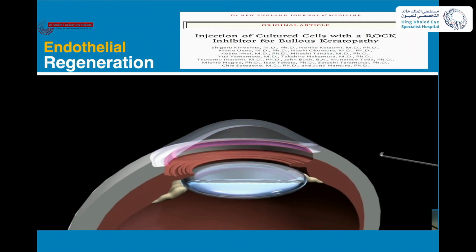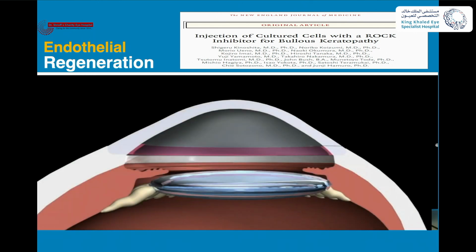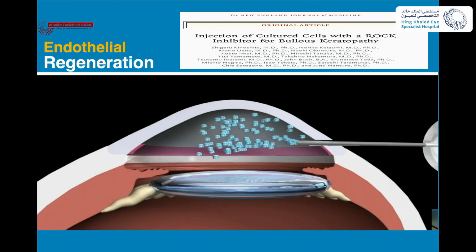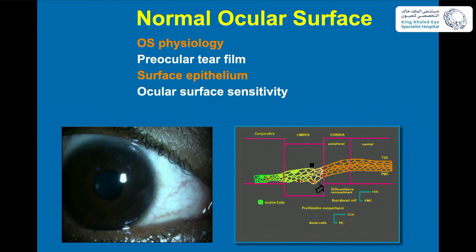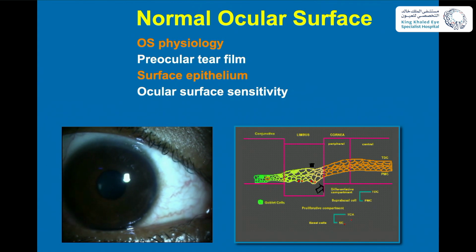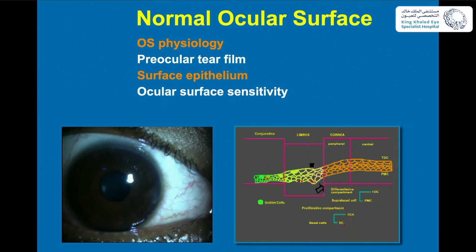I will not talk about the endothelial culture because that's work very well published in the literature and now near clinical translation. So ocular surface, if we need to understand, there are three elements which are essential for the normal functioning: the preocular tear film, surface epithelia, and the ocular surface sensitivity. And for epithelial regeneration or epithelial transplantation to work, you need to have some minimal amount of preocular tear film and ocular surface sensitivity. Otherwise, the procedure won't work.